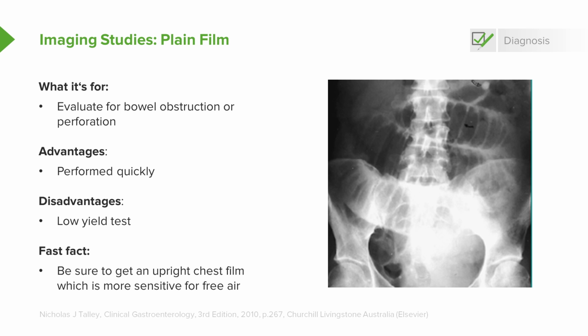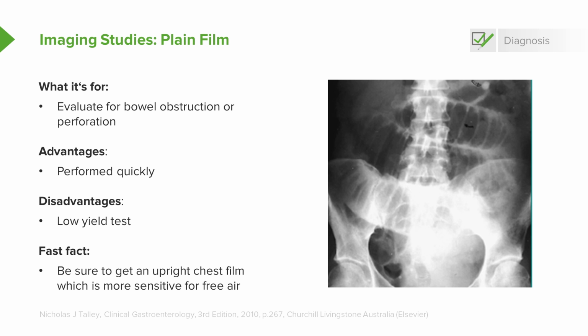So if you're worried that someone has perforation of their intestines, you actually want to go ahead and you want to get an upright chest film. And the reason for that is that the free air that's in the abdomen will go up and you'll be able to see it more accurately under the diaphragms.